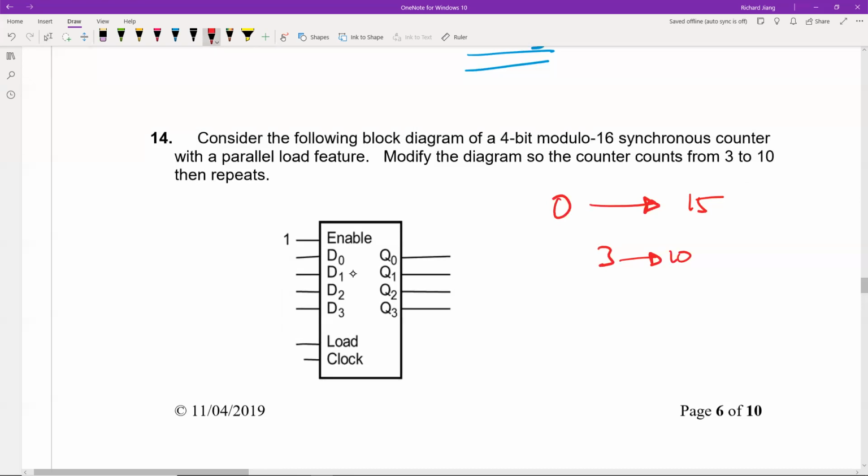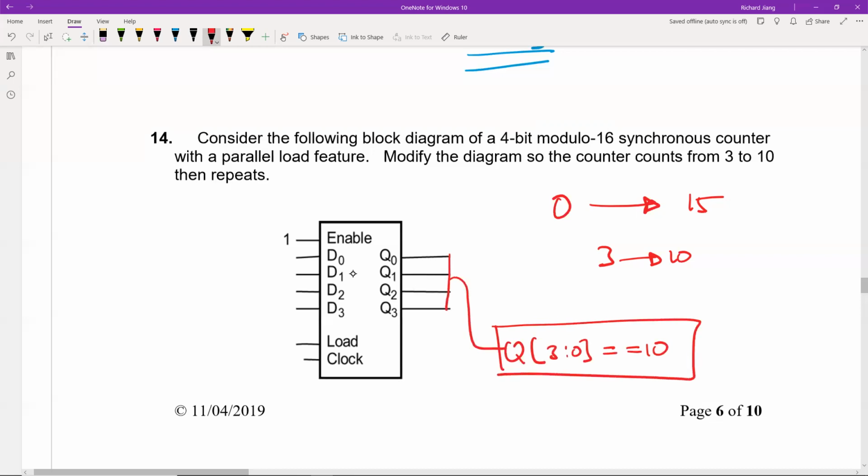Okay, so what we want to do is check the output, so is Q3 down to Q0 equal to 10? So this is a circuit, right? Here are the Q inputs. They go into the circuit, and then this will be a Boolean. It'll either be yes or no, right? You with me? Yeah.